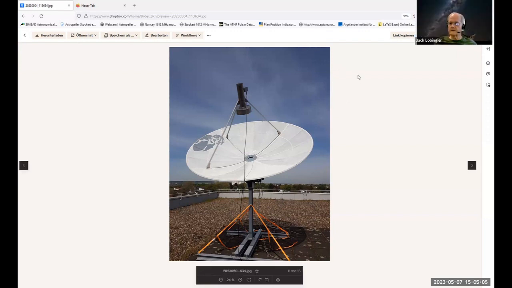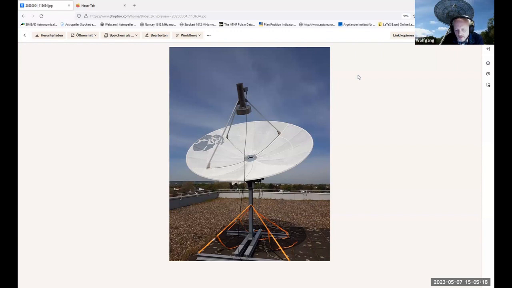Wolfgang, any questions? Yeah, this is Jack. Wolfgang, the straps that are on the mount, was that because you were getting some flexibility or wind movement or something? Yes, exactly. We're going to replace that with a more rigid construction, but we found that there was a bit of vibration and movement of the vertical pole, and we wanted to reduce that.